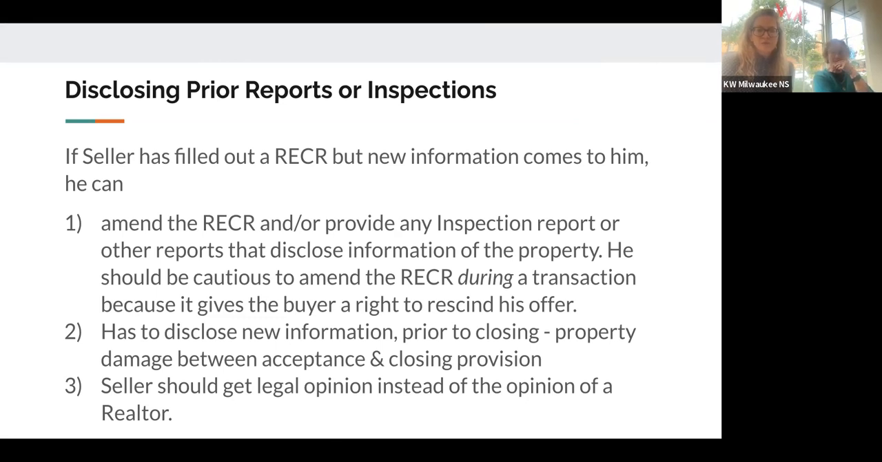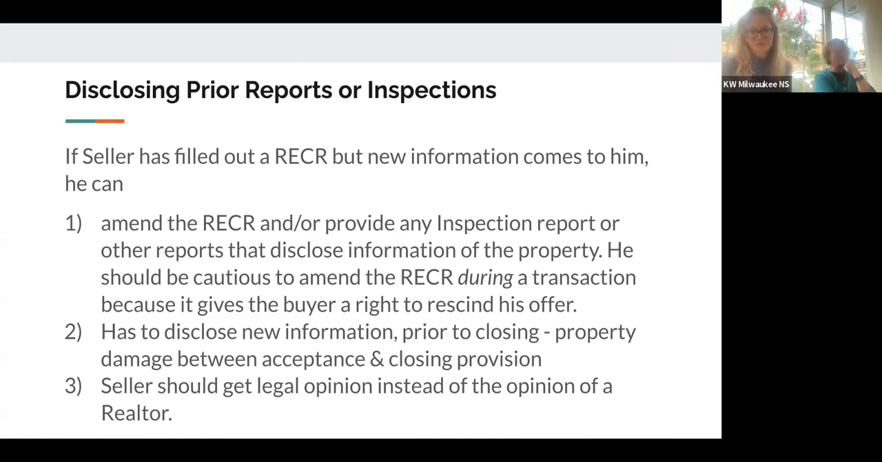So, referring to the property damage between acceptance and closing provision. If something happens to the home between accepted offer and closing, we'll refer to that provision, which basically states that if the cost to repair the damage is less than 5% of the purchase price, then the seller is obligated to disclose that repair, go ahead and make the repair, and move on to closing.